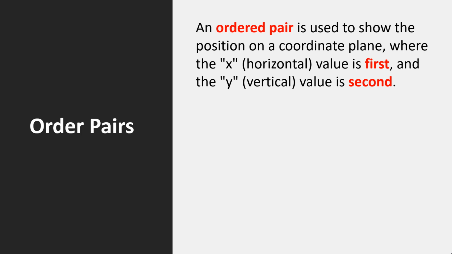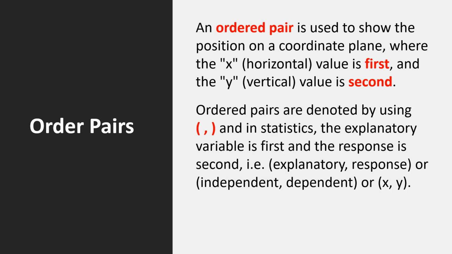Next is the order pair. An order pair is used to show the position on the coordinate plane, where the x is the horizontal value, which is put first, and then the y, the vertical value, is second. And as the name implies, order is important. The first number tells you the x value, the second number tells you the y value.